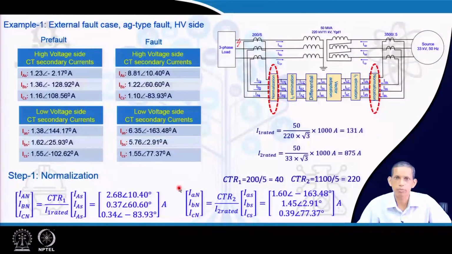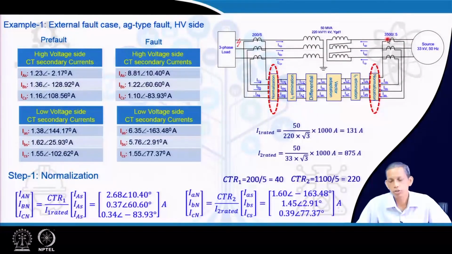We will go through examples of how the corresponding steps are accomplished, and how the differential relay can make a judgment whether the fault is external or internal. First, we have considered an external fault, an AG type fault in the high voltage side.